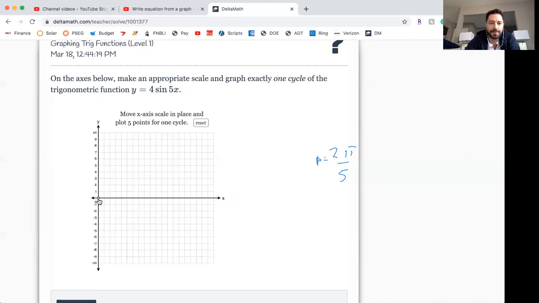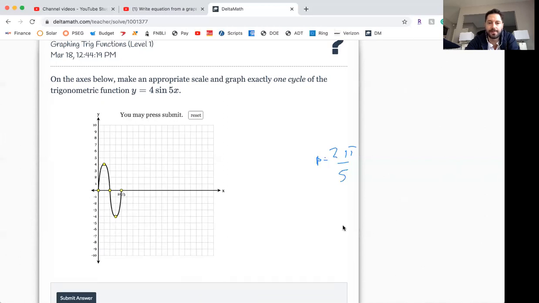So I'm going to plot my first point, my second point. I'm going to go 0, then 4, then 0, then -4, and then 0. So 1, 2, 3, 4. I want to only have to go over 4. So 0, 4, 0, -4, back to 0. Okay, and we hit submit.